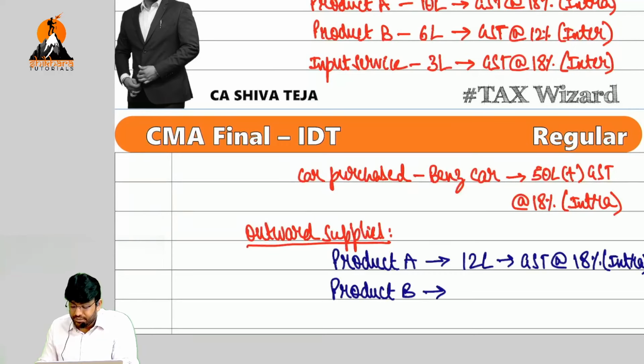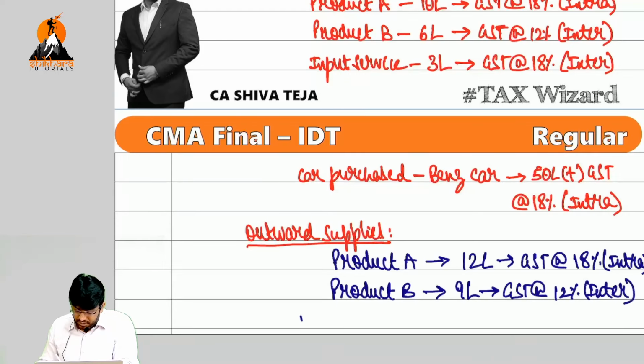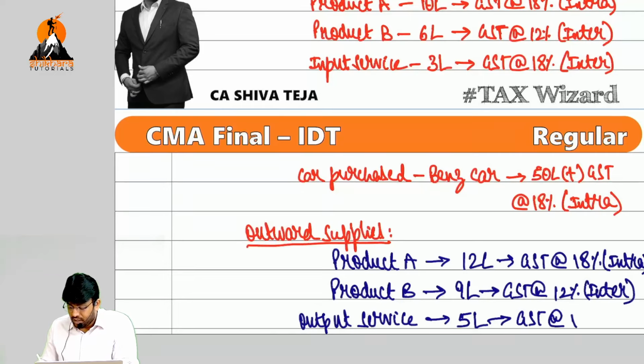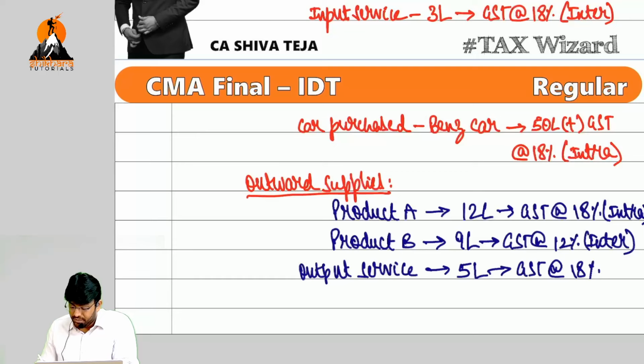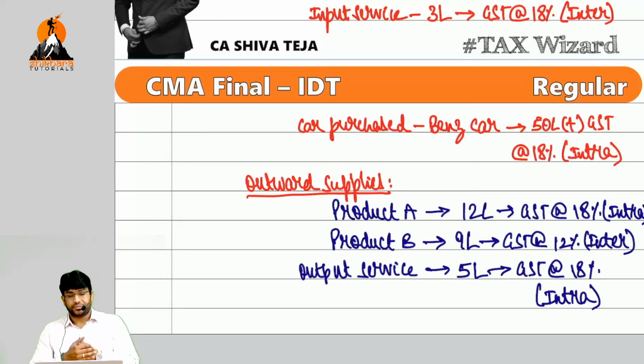Product B, 9 lakhs, GST at 12%, inter. Output service, 5 lakhs, GST at 18%, intra. That's it.